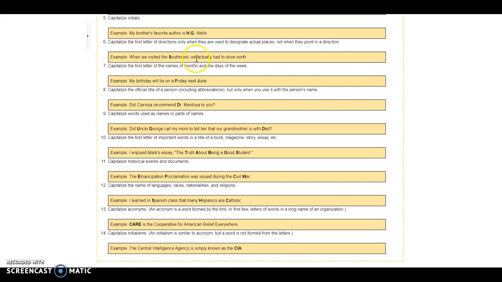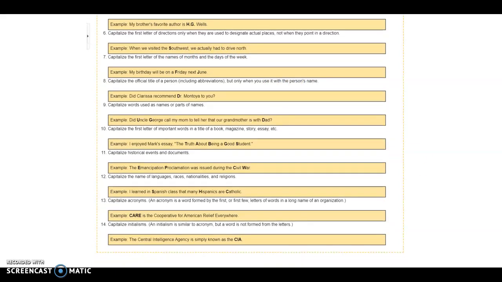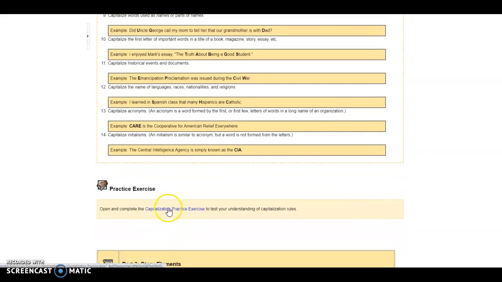There's an example of that up here in number 6. Sometimes you would capitalize a word like southwest, and sometimes you wouldn't capitalize a word like north. It depends on how you're using it. And so take a look at the rules. There is a practice exercise, and for this one, it's not actually on the website.